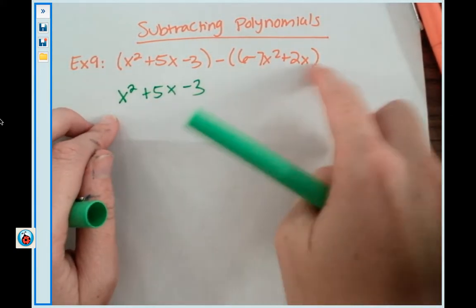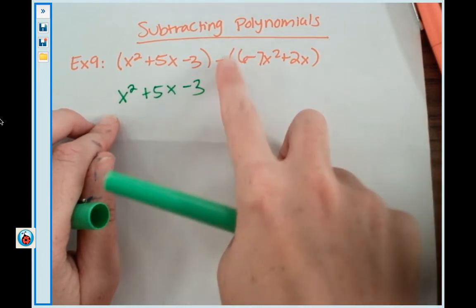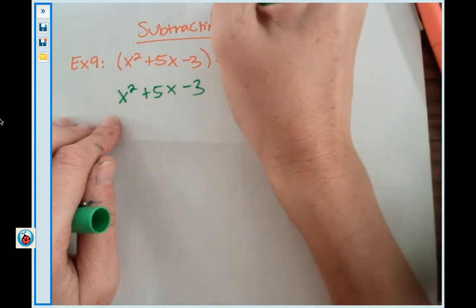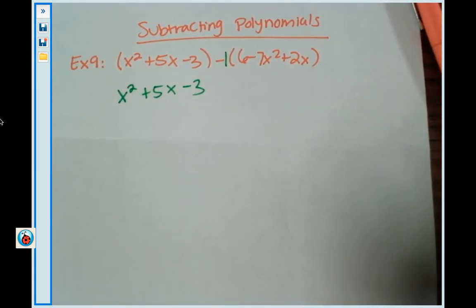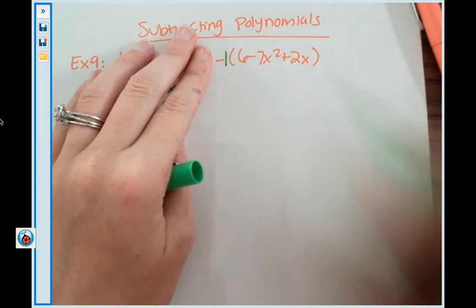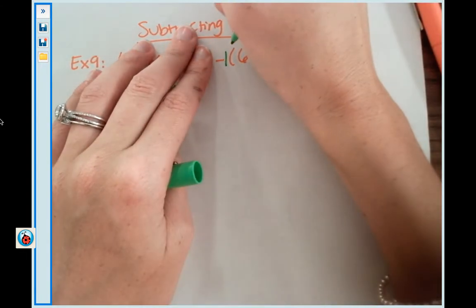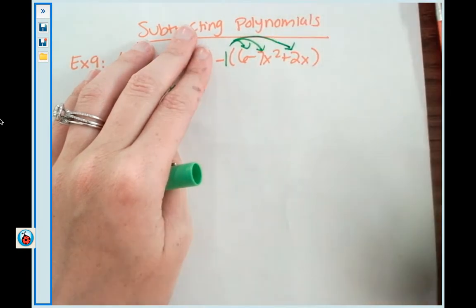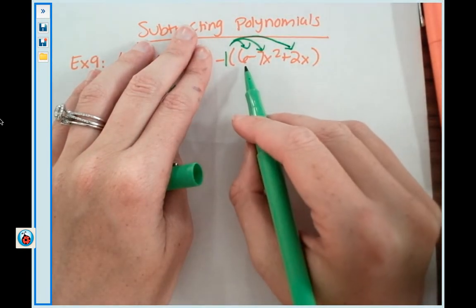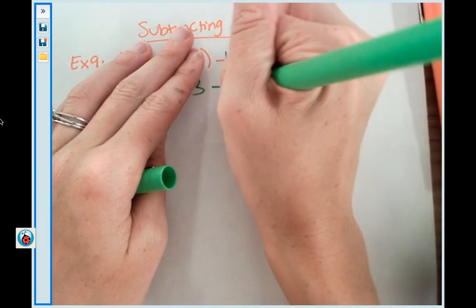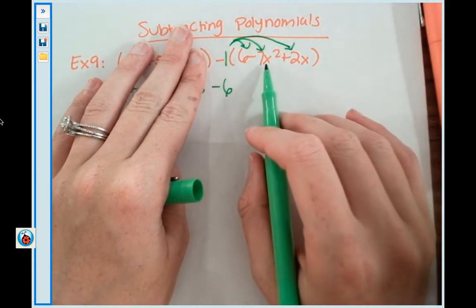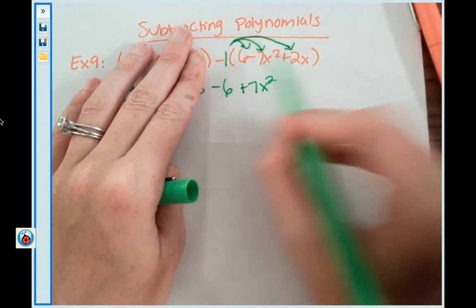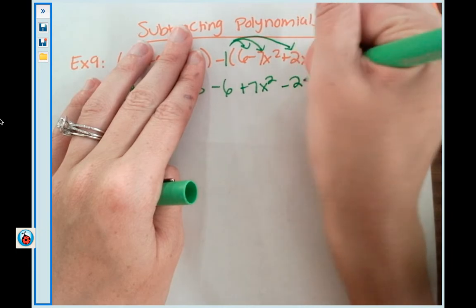Now, before I can bring these guys over here down, I have to do something about this negative sign. There is secretly a negative 1 in front of that parenthesis, and if you ever have a number out in front of a parenthesis, you have to distribute it to all the terms in here. So negative 1 times 6 will be a negative 6. Negative 1 times negative 7x squared is positive 7x squared. And negative 1 times 2x is a negative 2x.